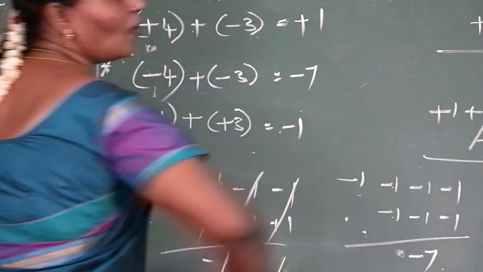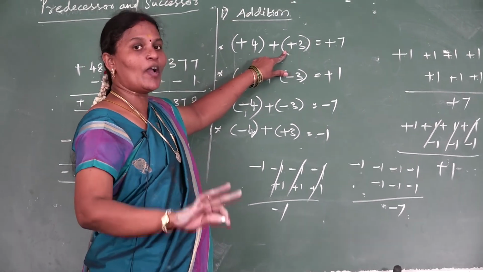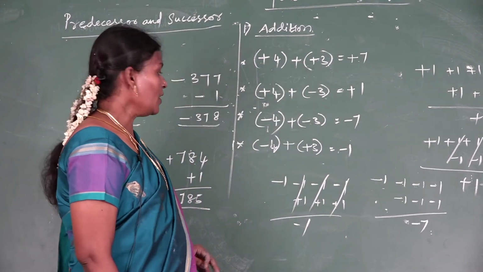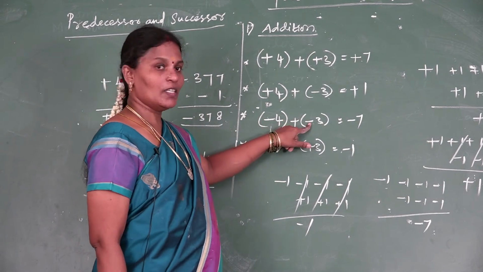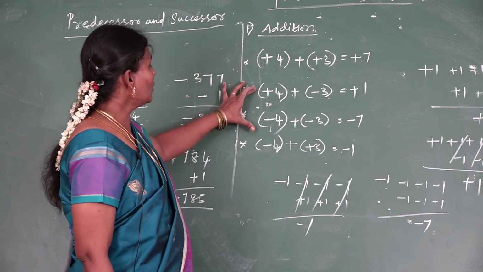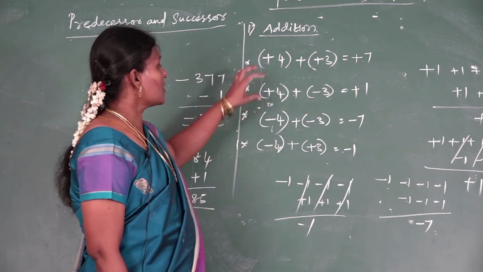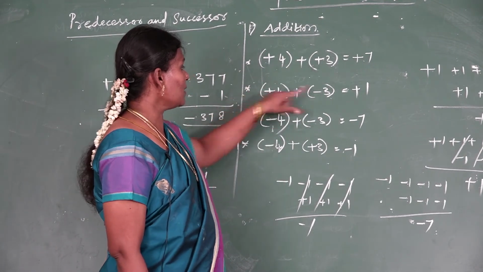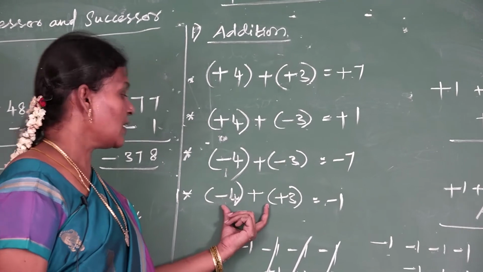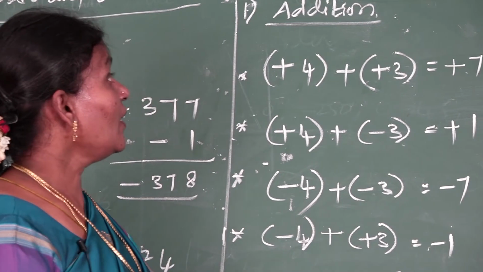From this example, what we conclude? See, both are positive means you just have to add and put the positive sign. Both are negative means here also you have to add and put the negative sign. If one is positive and one is negative, you have to subtract and put the bigger number's sign. See here, also the different sign, so you have to subtract and put the bigger number's sign. Do you understand, children, how to add the integers?